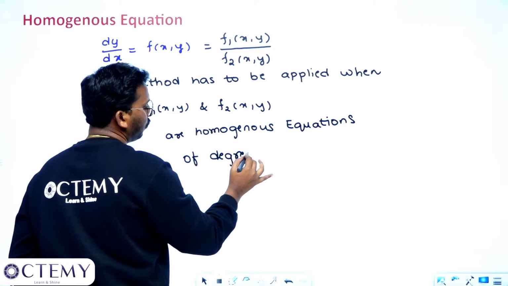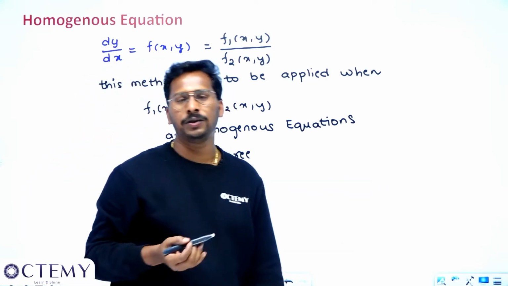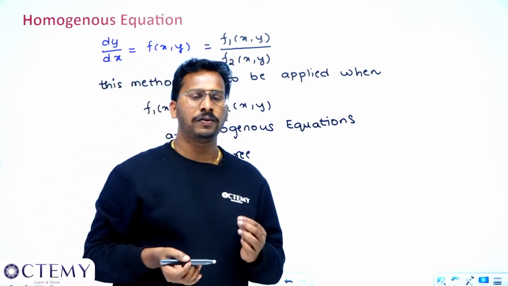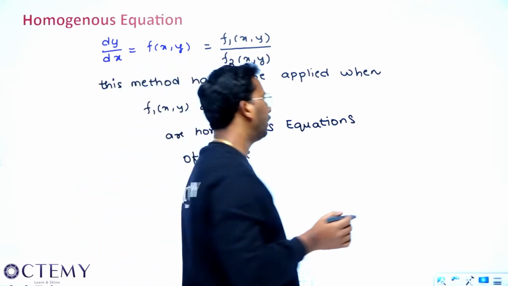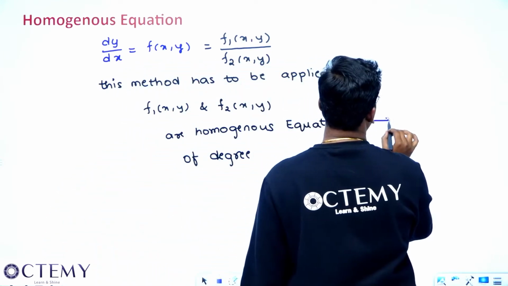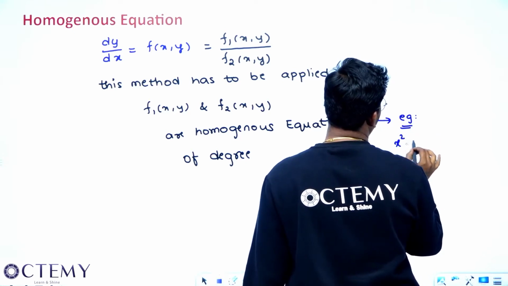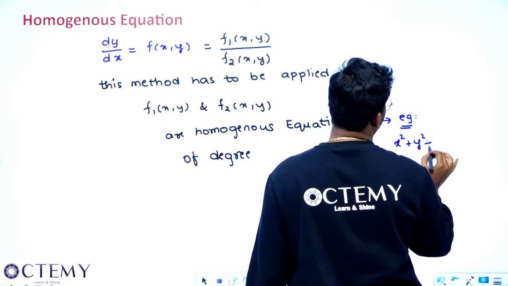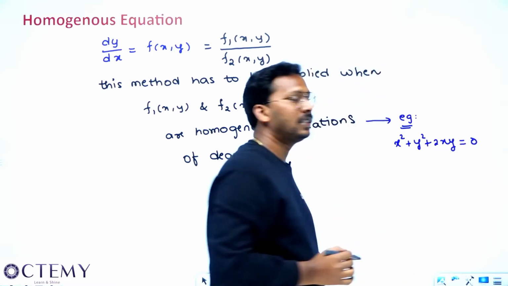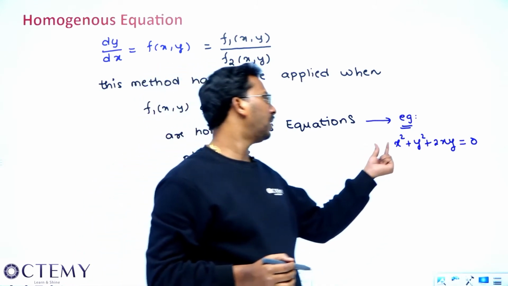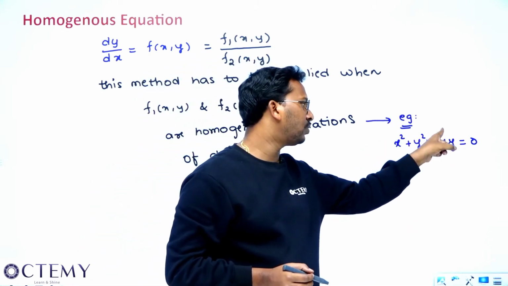Now, what is the meaning of homogeneous equation, sir? Homogeneous means an equation in which every term has the same degree. Example of a homogeneous equation: x square plus y square plus 2xy is equal to 0. Look at every term. This term has degree 2, this term has degree 2, and this term also has degree 2 because 1 and 1.